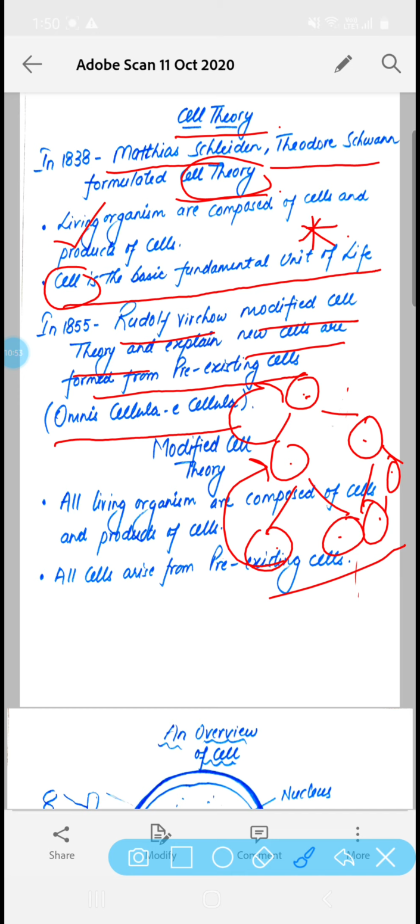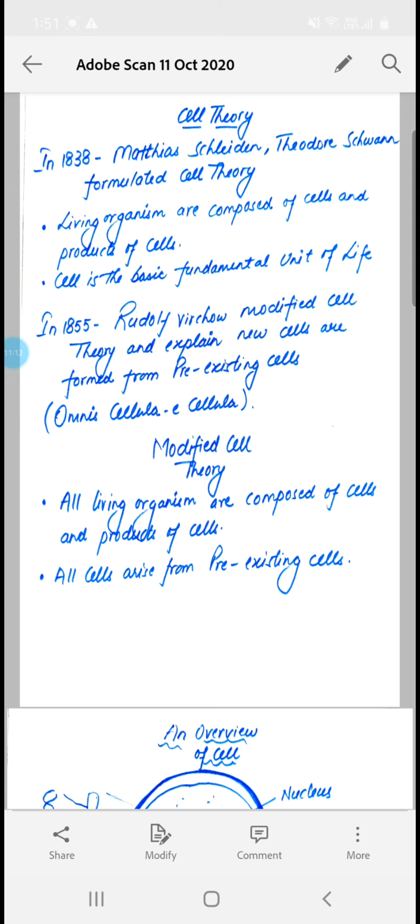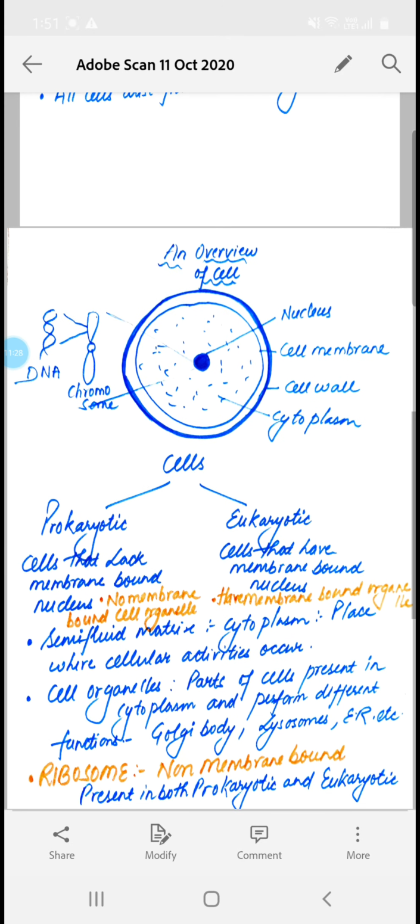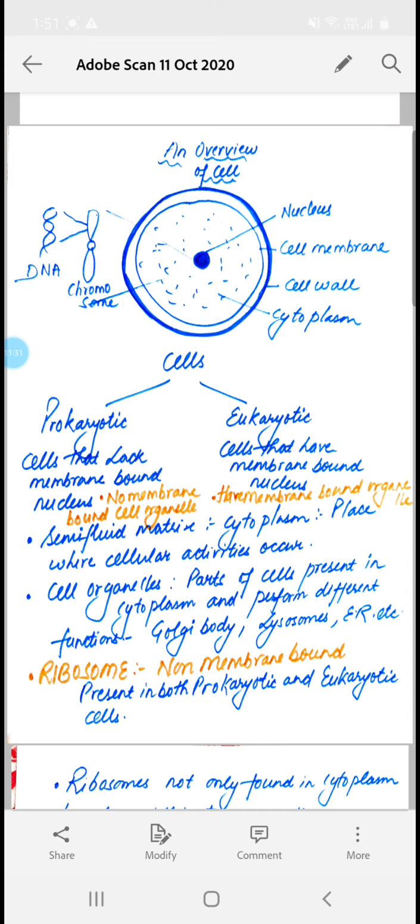So a new, modified cell theory was formulated, that includes: all living organisms are composed of cells and products of cells. And second point, all cells arise from pre-existing cells. Okay, so this was the cell theory that was earlier proposed by Schleiden and Schwann, and then later on modified by Rudolf Virchow. Okay, now we come on to the next topic, that is an overview of a cell.